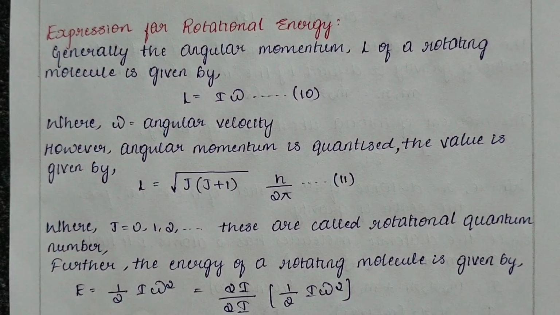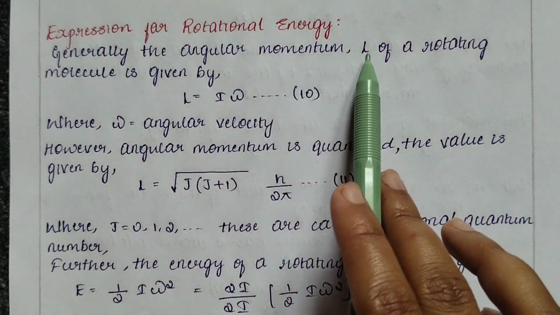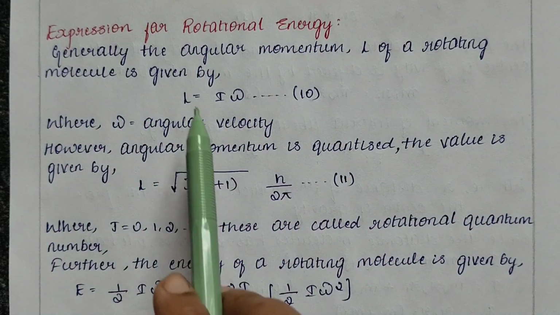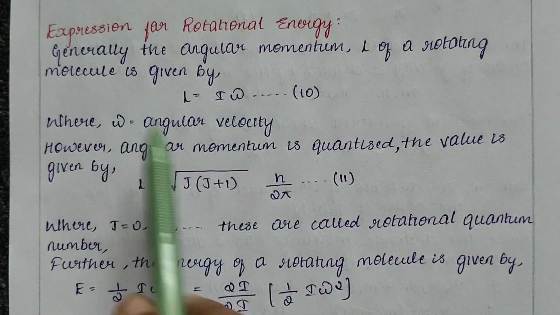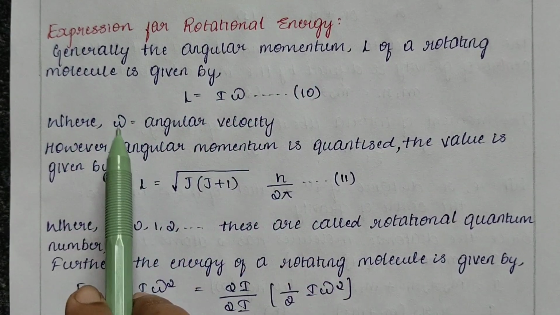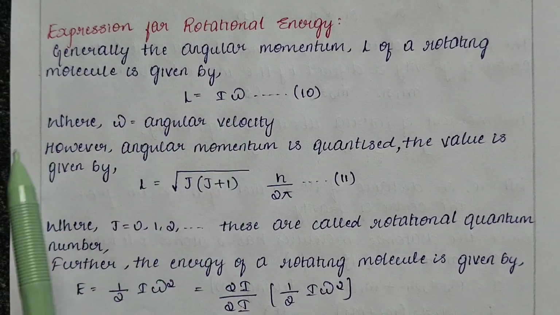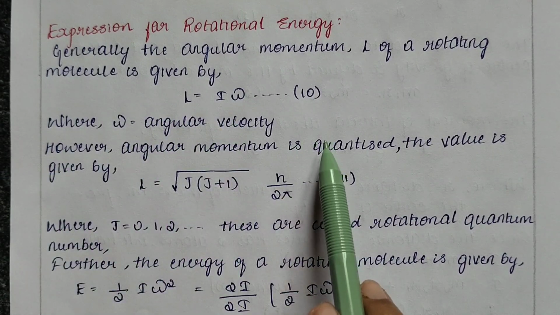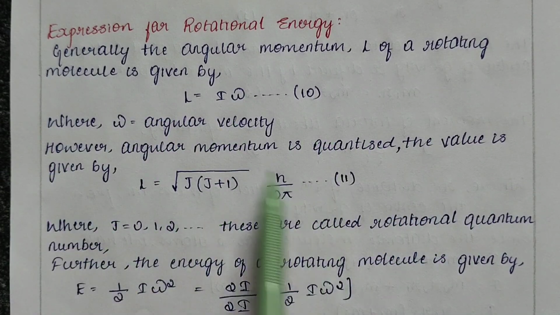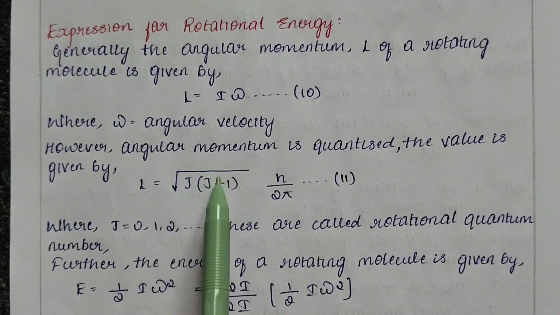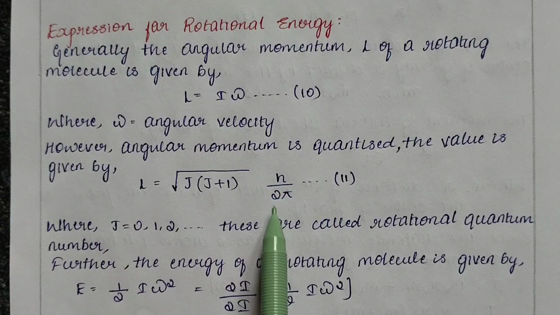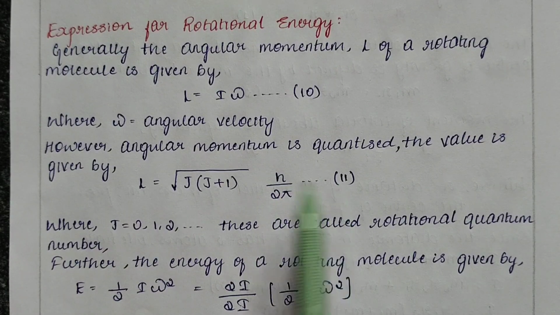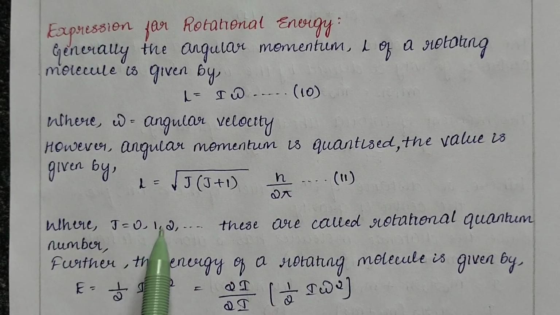And we know that generally the angular momentum, that is L of a rotating molecule, is given by L is equal to I omega, which is equation number 10, where omega is the angular velocity. However, the angular momentum is quantized. The value is given by, this is the general expression we need to memorize, that is L is equal to square root of j into (j plus 1) into h by 2 pi. We consider this as equation number 11, where j is equal to 0, 1, 2, 3, etc.